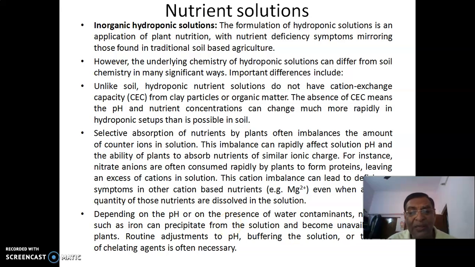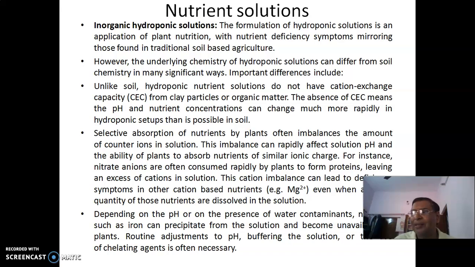So there is something like a ball game here. We have to make this pH constant. Routine adjustments to the pH and then buffering the solution, or the use of chelating agents, is often necessary. So routine adjustment to pH is one thing, and buffering the solution is another thing, or the use of chelating agents is often necessary for the problems we have discovered.